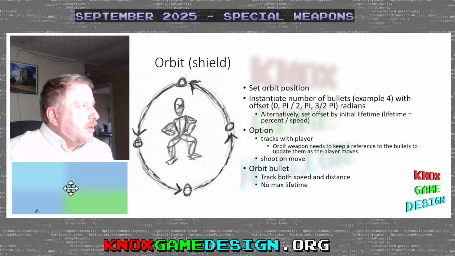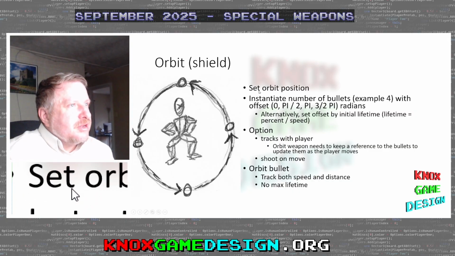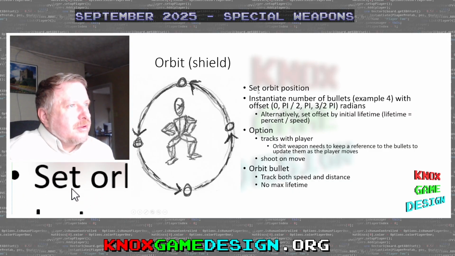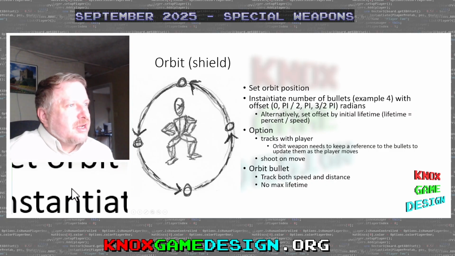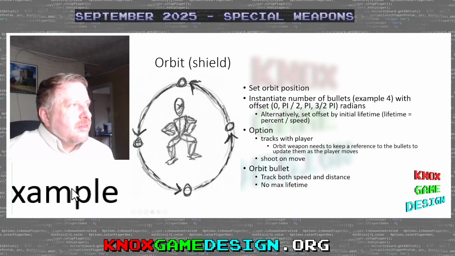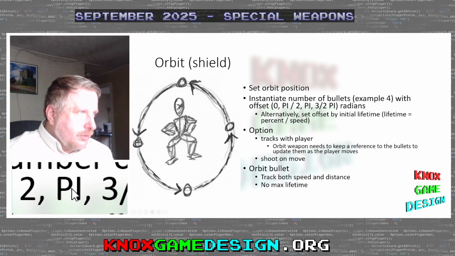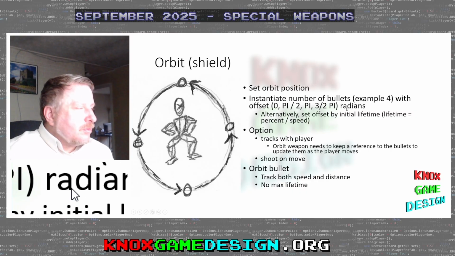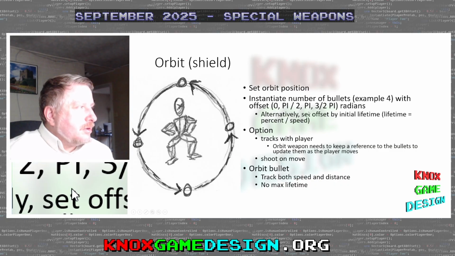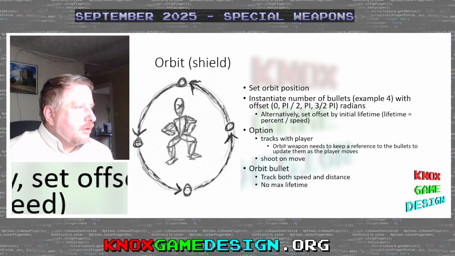So the next weapon is the orbit or shield weapon. It's kind of neat. Basically, we set the orbit position. We're going to instantiate 4 projectiles, and the offset in radians is going to be 0, pi over 2, pi, and 3/2 pi radians. So in degrees, which we're not doing, that would be 0, 90, 180, and 270.